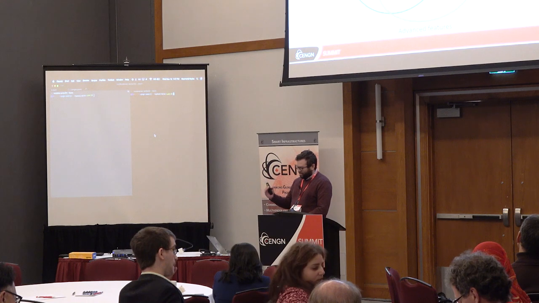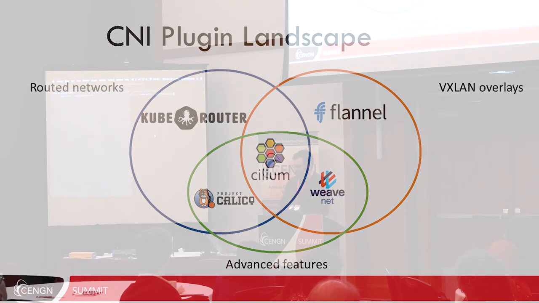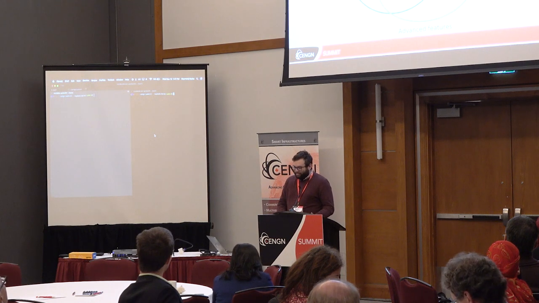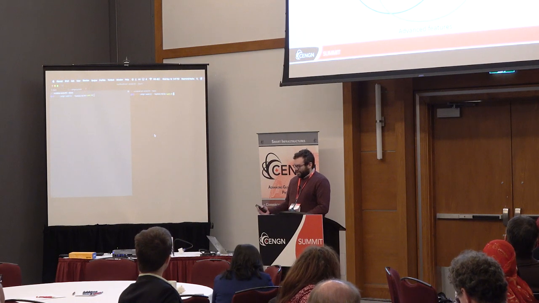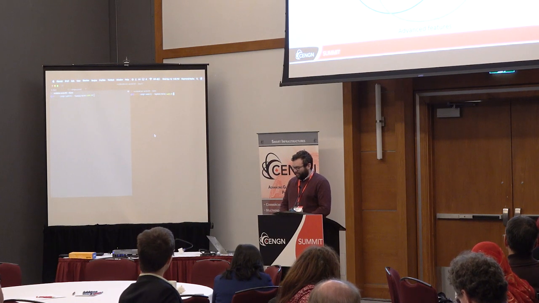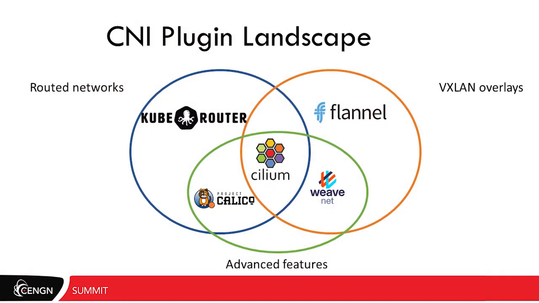Kube Router, however, doesn't support any advanced features. The CNI plugin is one thing, and Kube Router supports that, but there are other extensions to networking in the cloud native space. For example, network policy in Kubernetes would be considered an advanced feature for a CNI plugin, because it's not required by the spec, but any CNI plugin that is worth using is going to implement it. An example of a routed network CNI plugin that has advanced features is Project Calico.